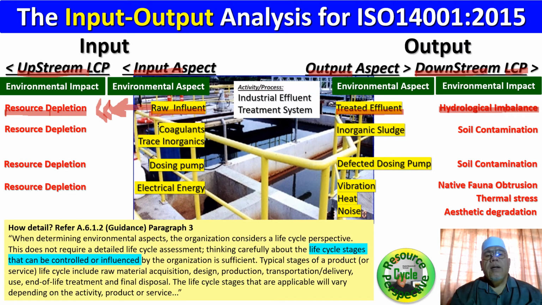So there are other environmental aspects like coagulants. These usually come from the petrochemical industry. They come from oil and gas, of course fossil fuel, and it amounts to an impact known as resource depletion.